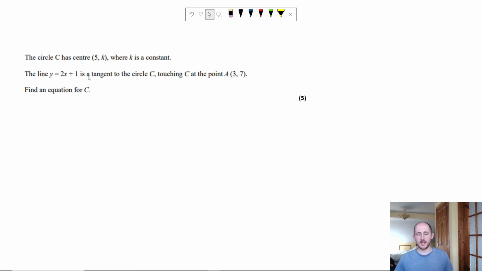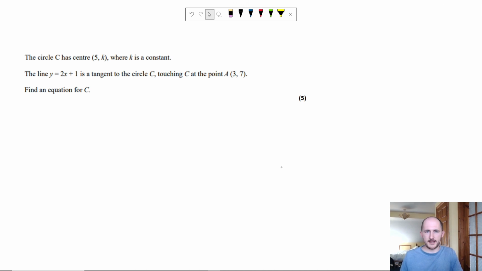So in this case, the previous style of question was we had the equation of the circle and we had to work out the equation of the tangent. Now we have the equation of the tangent and we need to work out the equation of the circle. So effectively, we're going backwards, which is completely fine.